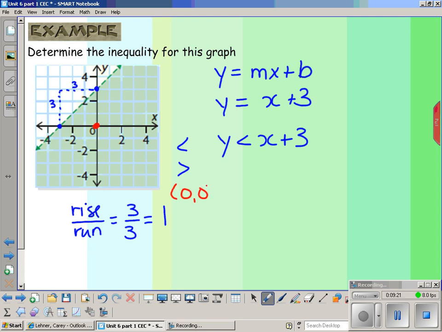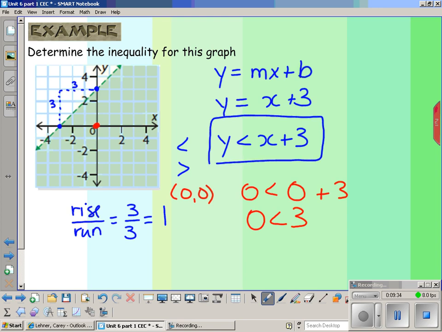Does 0, 0 actually fit? 0 less than 0 plus 3. So 0 less than 3. Is 0 less than 3? Yes, it is. So then, therefore, we have chosen the correct inequality.